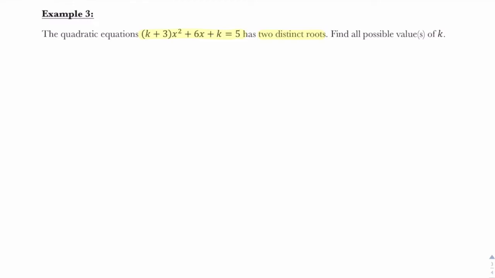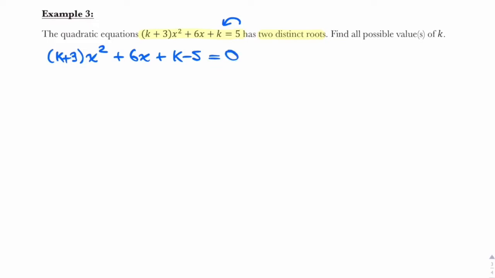But first, notice that this quadratic equation is not in standard form. A quadratic equation always has to equal 0. So let's make it equal to 0. To do that, we can bring the 5 over to the left side, and then we'll have it in standard form. So we have k plus 3 in brackets multiplied by x squared plus 6 times x plus k take away 5, and that all equals 0.